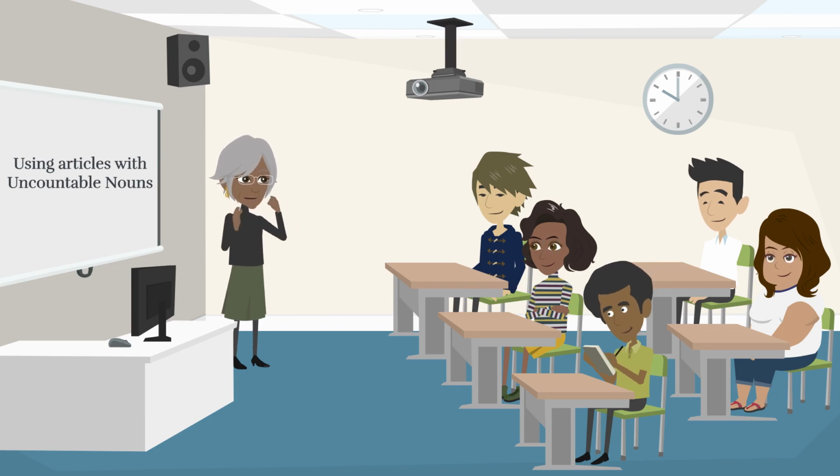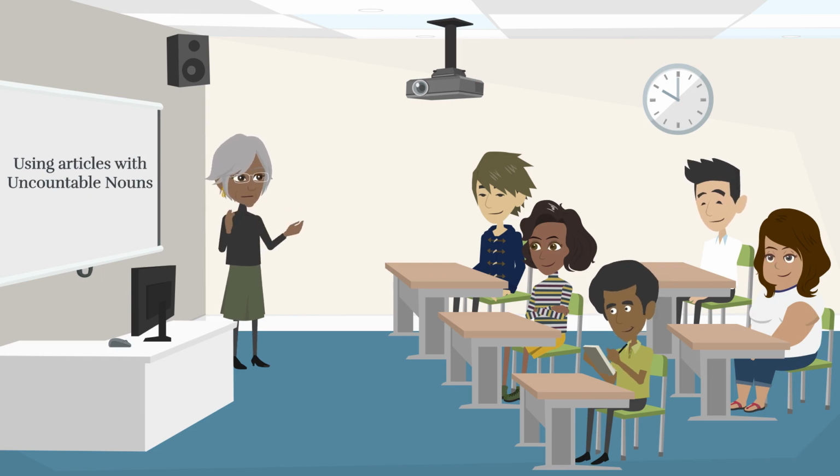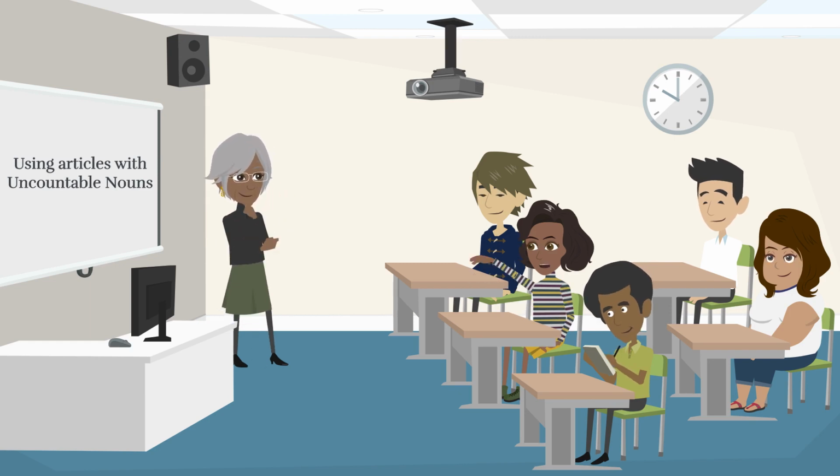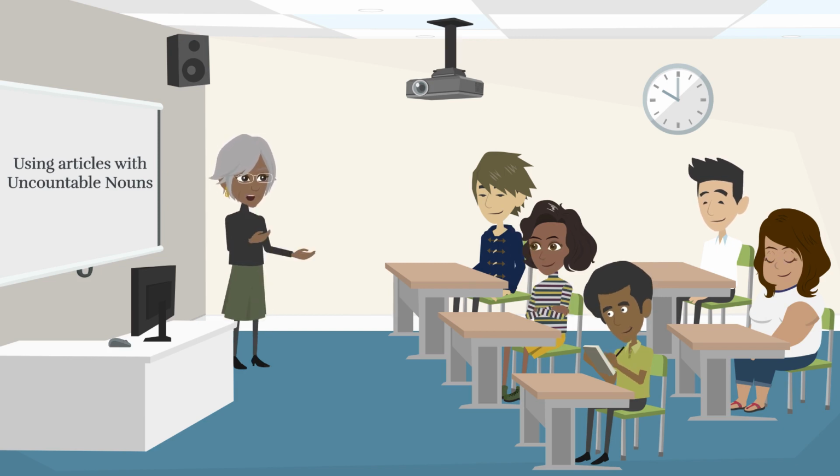Let's have a question-answer session to reinforce our understanding of using articles with uncountable nouns. Raise your hand if you know the answer. Question 1. Do we use articles with uncountable nouns when talking about them in general? No, we usually omit the articles when talking about uncountable nouns in general. Correct. When discussing uncountable nouns in a general sense, we usually omit the articles.